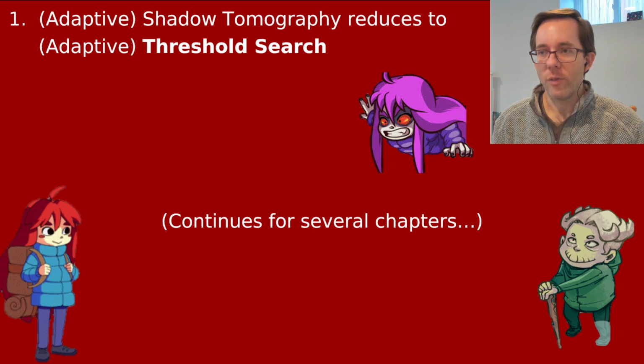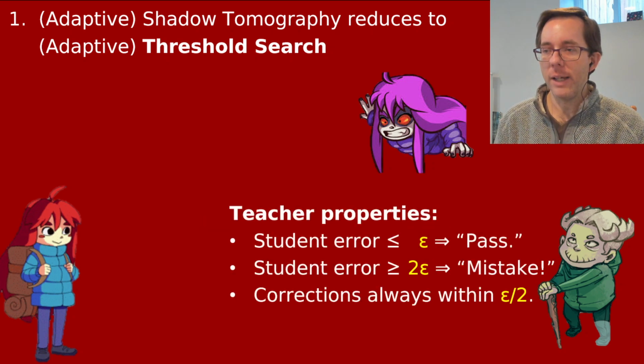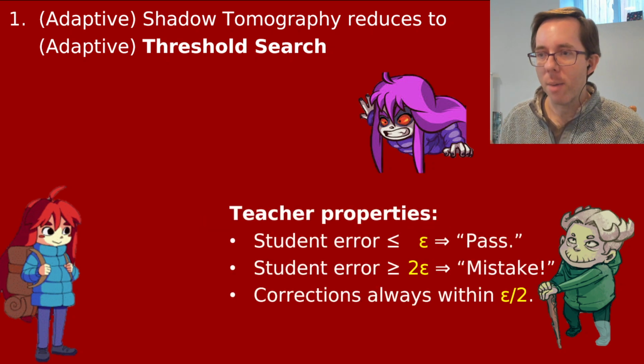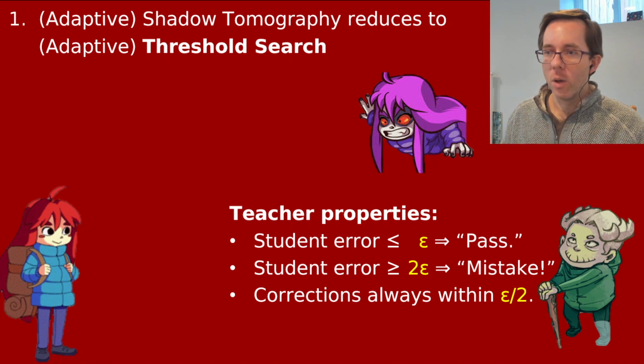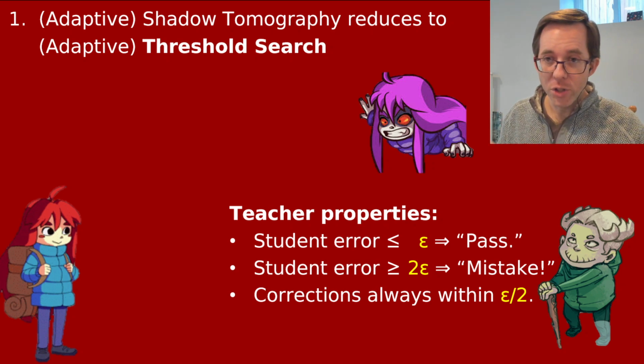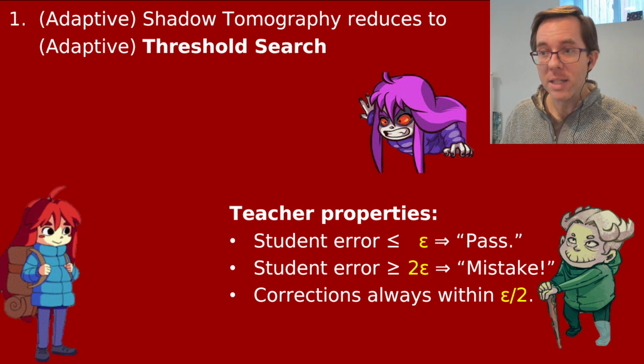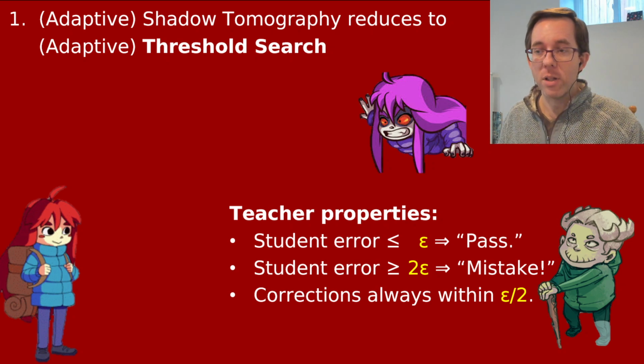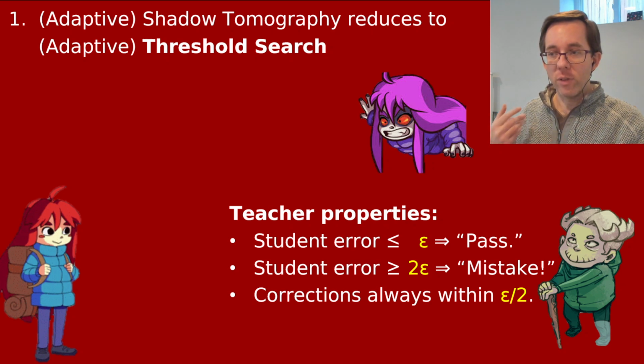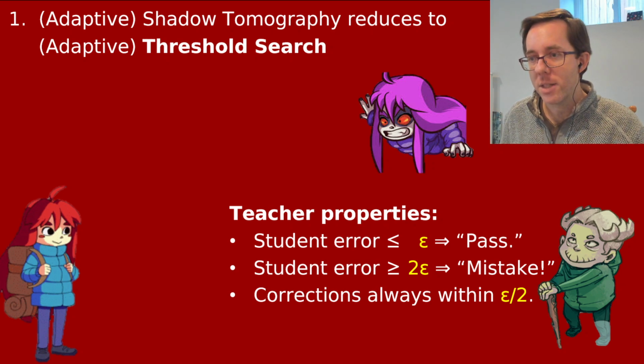So this will go on for several chapters. And let me clarify a little bit about the properties of the teacher we're assuming. We're going to assume that if the student's estimate really is correct within epsilon, the teacher will always say pass. We'll also assume that if the student's estimate is wrong by 2 epsilon or more, the teacher will definitely say mistake, call them on the mistake there.